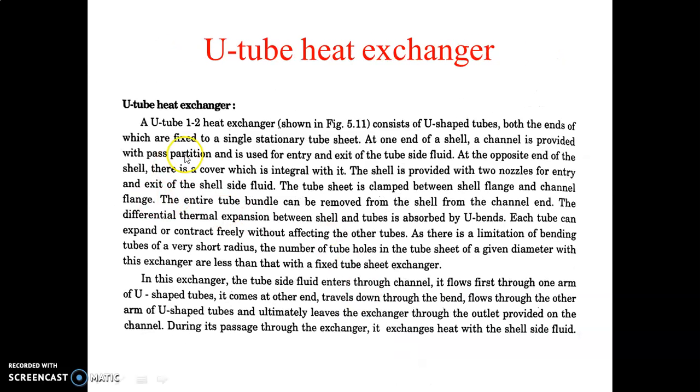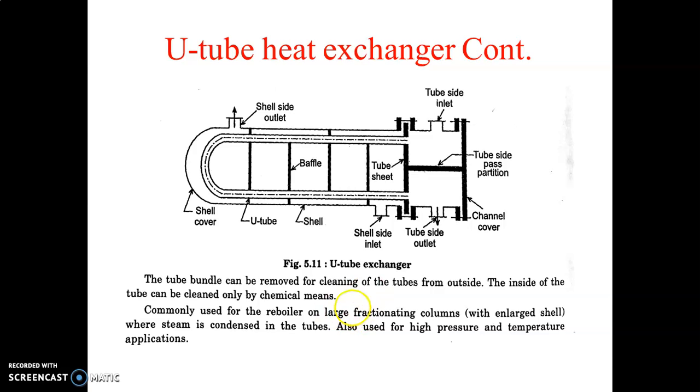So this is the U-tube heat exchanger. In figure 5.11, it consists of U-shaped tubes. Both ends of these tubes are fixed in a stationary tube sheet. At one end of the shell, the channel is provided with a pass partition. This is called a pass partition, and it is used for the entry and exit of the tube side fluid.